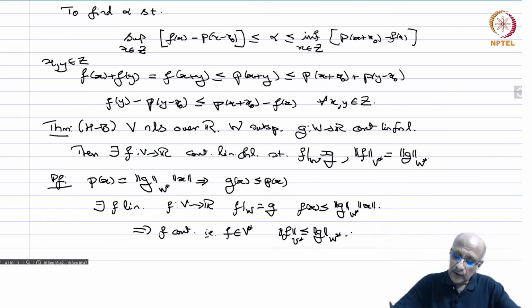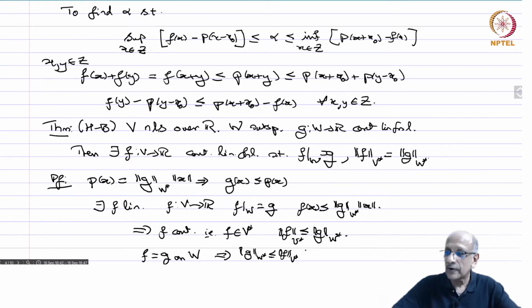Conversely, f equals G on W, and this implies that norm G in W star is less than or equal to norm f in V star. Because you are going to a bigger space, you are going to take the supremum of mod f of x over a bigger set, and consequently you will have a bigger supremum, and this implies that norm G in W star is the same as norm f in V star. So this proves the Hahn-Banach theorem completely.